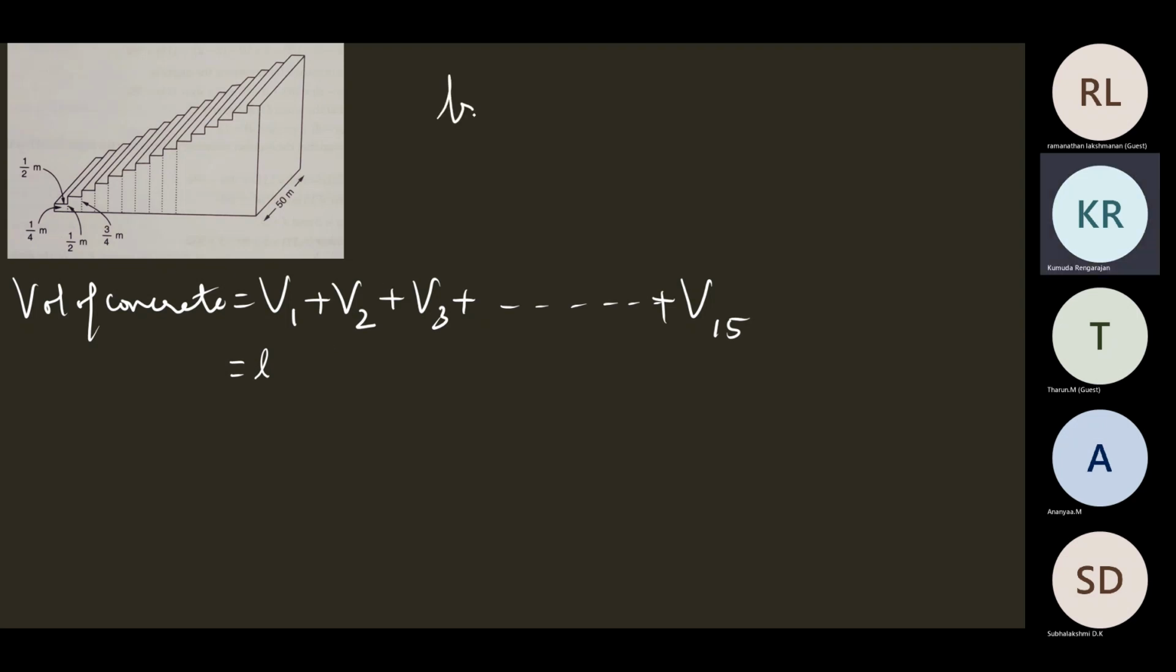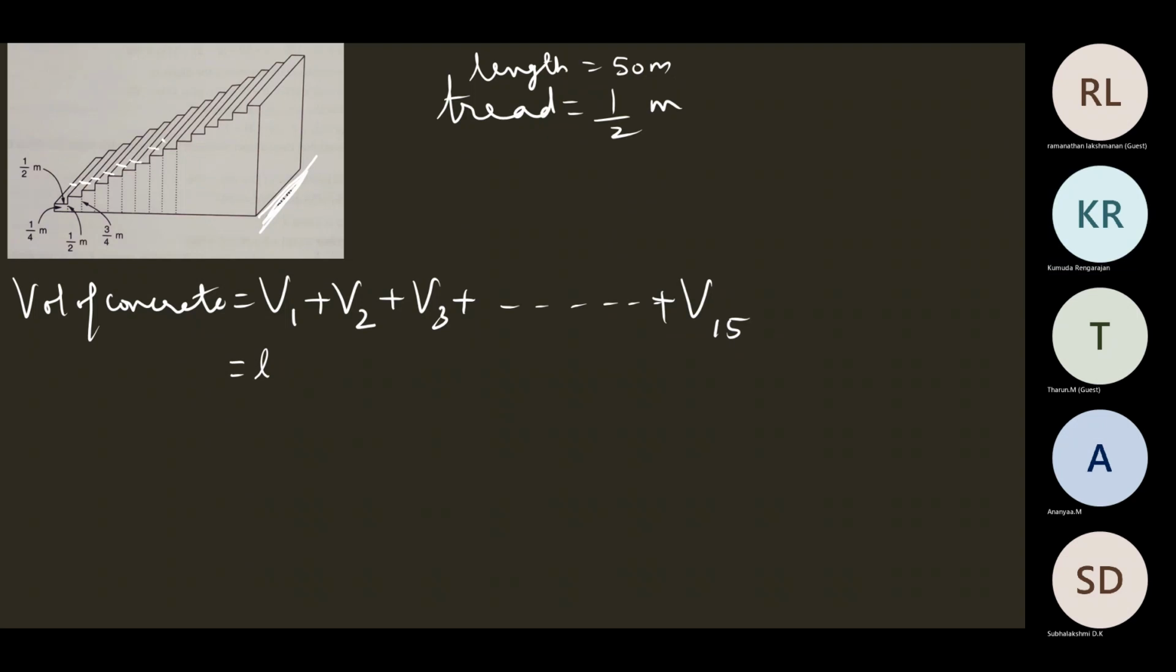Breadth is the tread. Half a meter everywhere. The length you can see, it's marked here, 50 meters. The length of every cuboid will be 50. The breadth is this one I'm saying, the step, you know, where you sit. That is the same everywhere. That width is the same everywhere.